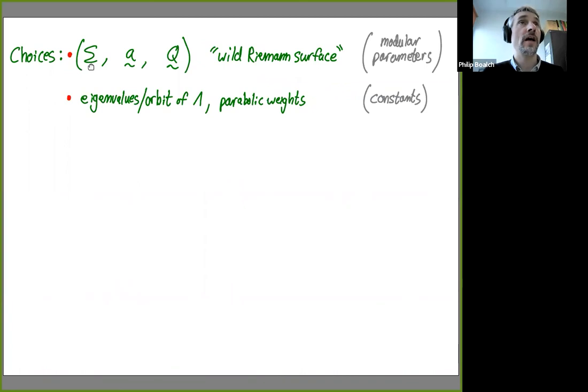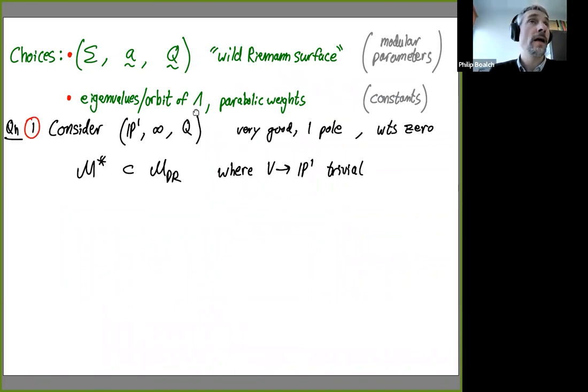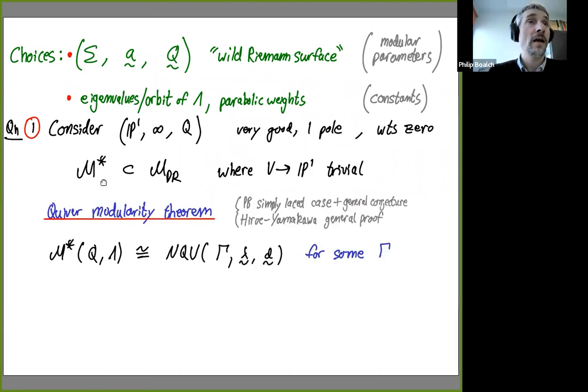So I just choose a curve with marked points and an irregular type. And we fix the eigenvalues or the orbit of the residues, the formal residues, after you've put them in this block diagonal form. So the main examples we want to look at to get this quiver picture is just the case of one pole with an untwisted irregular type. So Q is just some diagonal matrix of meromorphic functions. And then we look at the space M star. And the theorem is that in all of these cases, you do get something which is isomorphic to a quiver variety. So this was proved in general by Hiroe and Yamakawa.